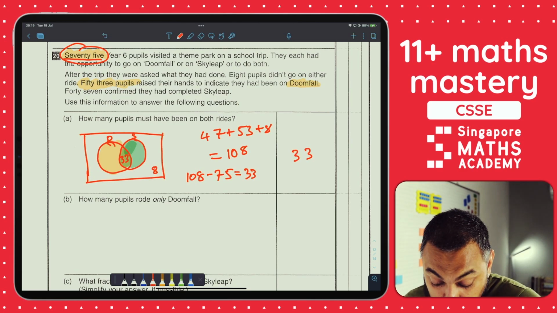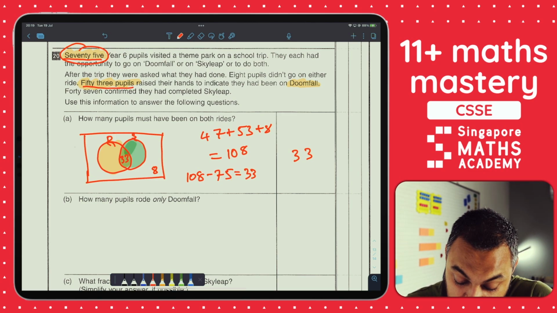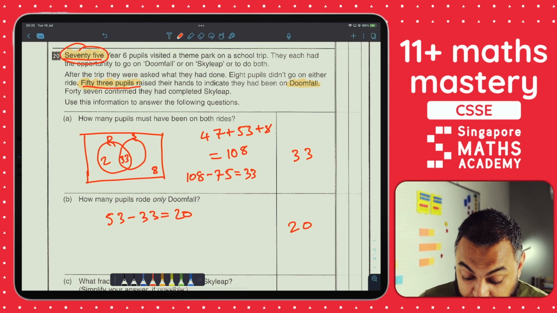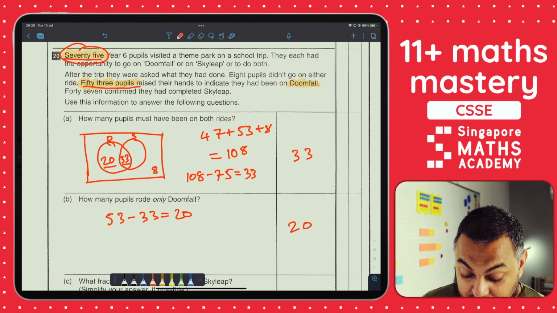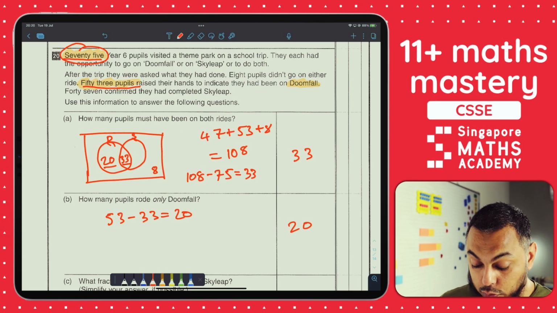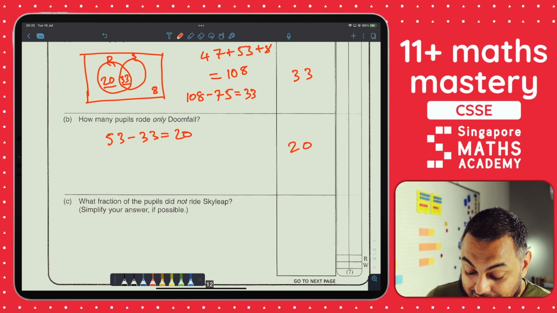How many people rode only Doomfall? And remember, the whole of Doomfall must be 53, right? 53. 33 of them went on both, okay? So therefore, I'm going to do 53, take away 33, which is equal to 20. So 20 of the pupils went on Doomfall on its own, because 20 add the 33 gives me the 53, right, that I need for the whole of the Doomfall circle. And then it says, what fraction of the pupils did not ride Skyleap?